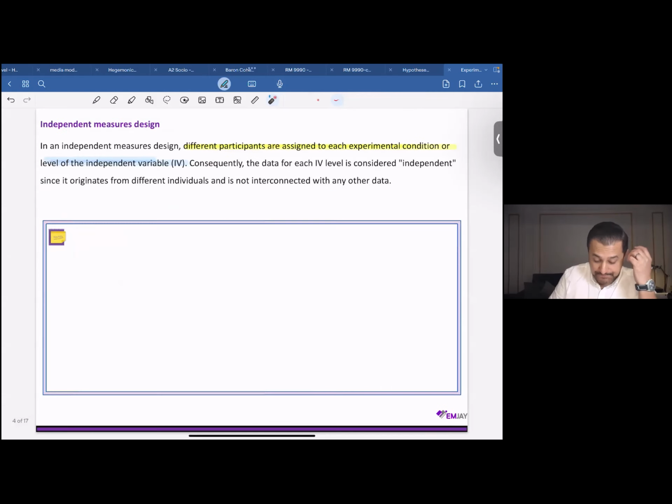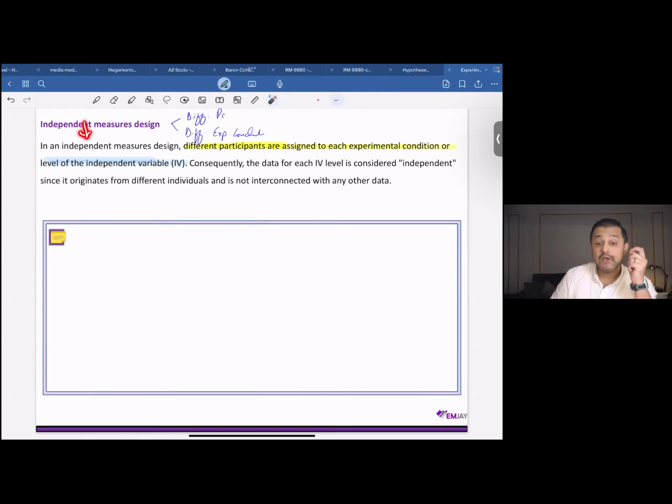Taking it ahead, the second experimental design that's a part of the syllabus is the independent measures design. An independent measures design is when you make different participants go through different experimental conditions. You refer to that as an independent measures design.